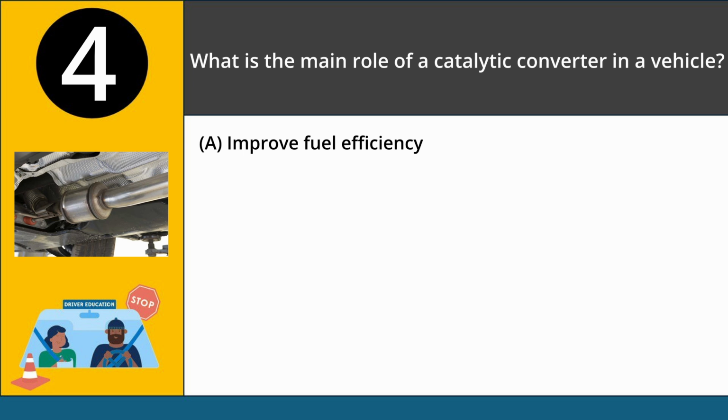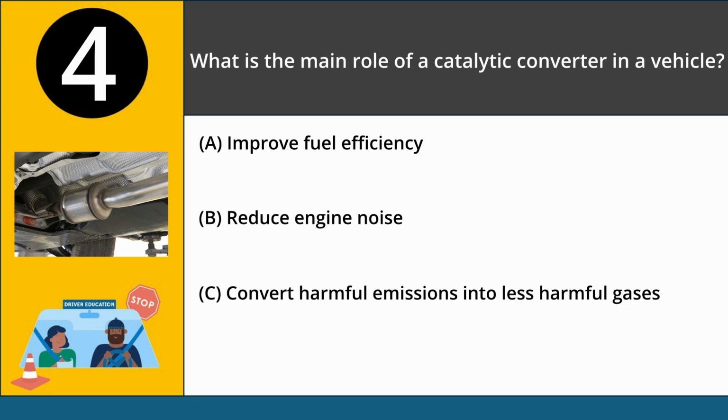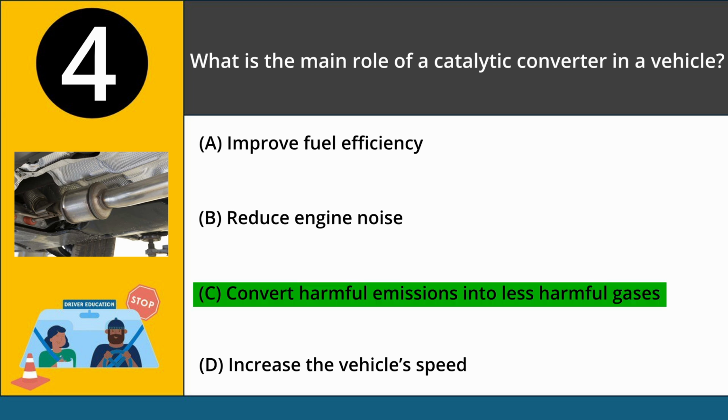What is the main role of a catalytic converter in a vehicle? A. Improve fuel efficiency. B. Reduce engine noise. C. Convert harmful emissions into less harmful gases. D. Increase the vehicle speed. Answer: C. The catalytic converter reduces carbon monoxide, hydrocarbons, and nitrogen oxide emissions.